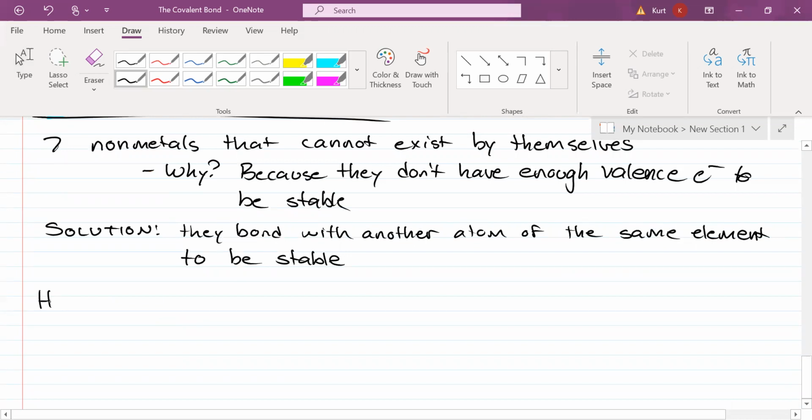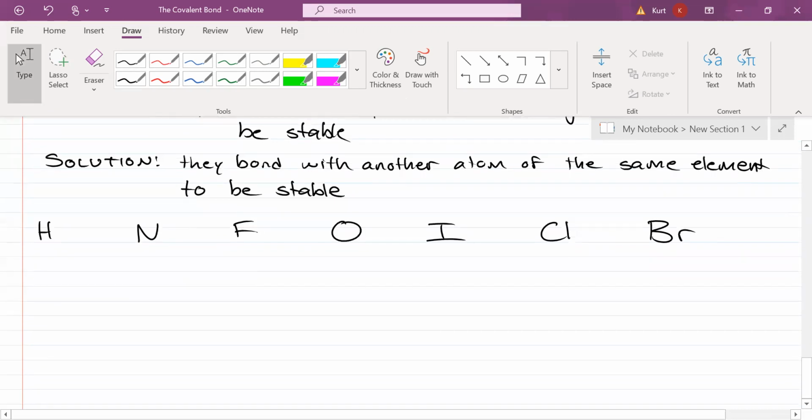You have hydrogen, nitrogen, fluorine, oxygen, iodine, chlorine, bromine. The way that you're taught this in class is have no fear of ice cold beer. Have no fear of ice cold beer.